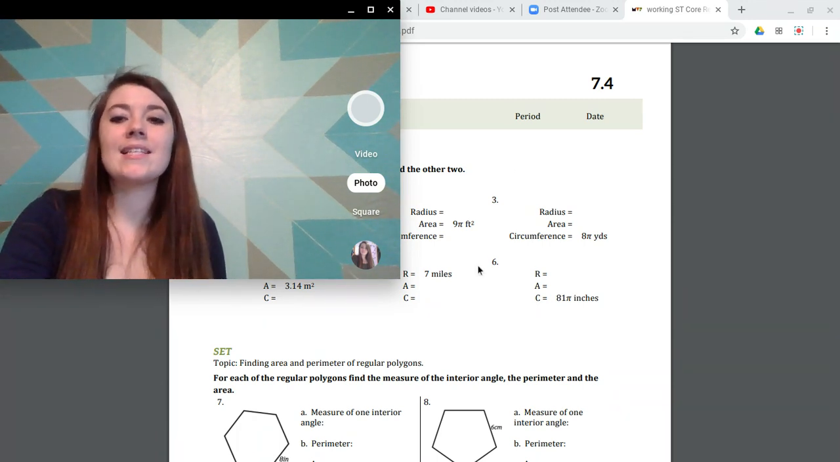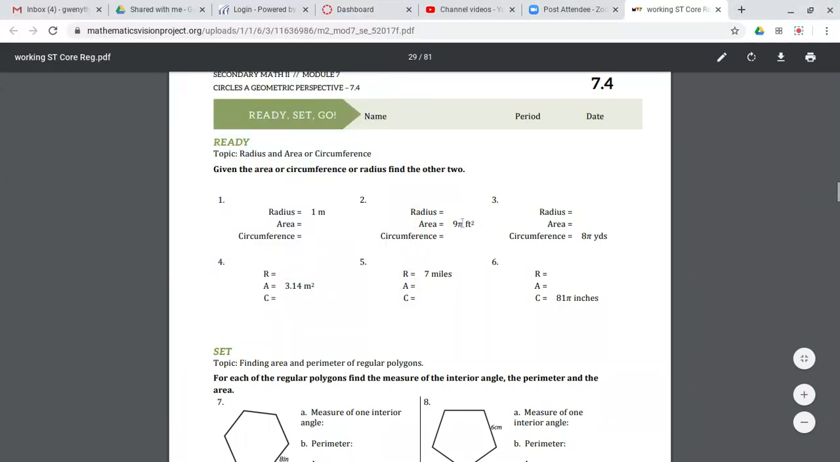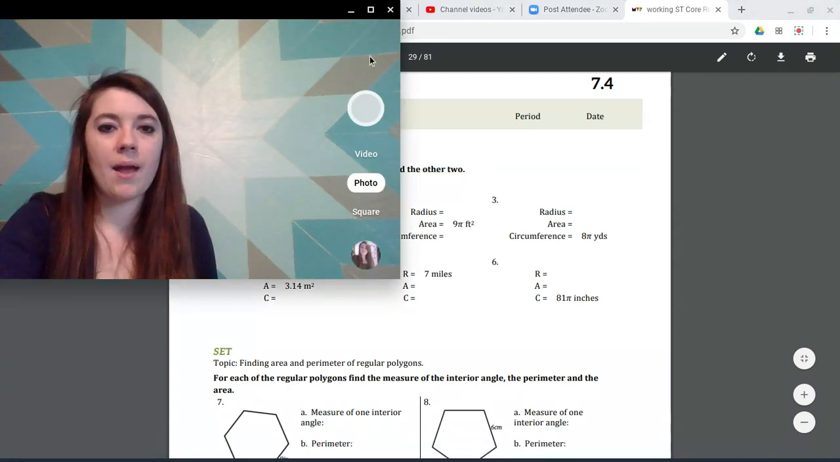All right, so like I said, we are looking at 7.4 today. Within 7.4, we have more with circles, so lots of circle things going on. Looking at this, we are given either the area, circumference, or radius, and then we're going to find the other 2. So I'm going to show this on my whiteboard. That way it's easier for me to write.